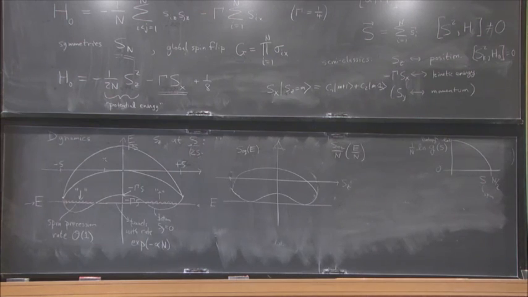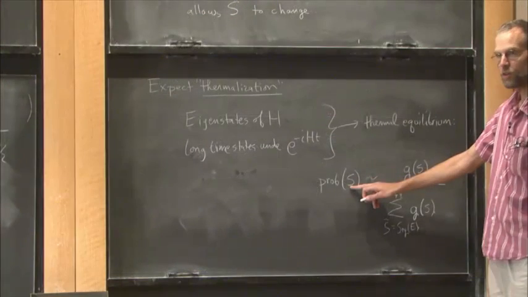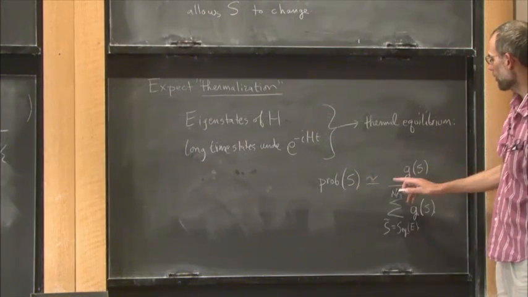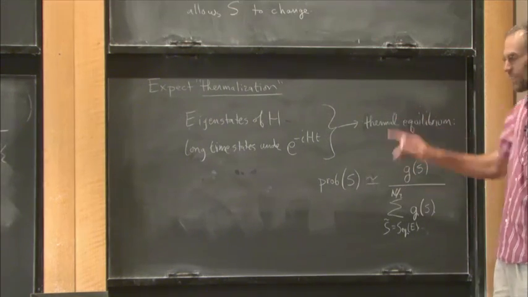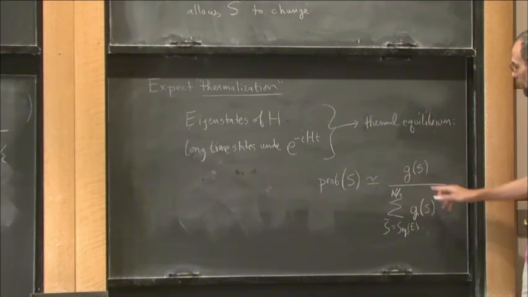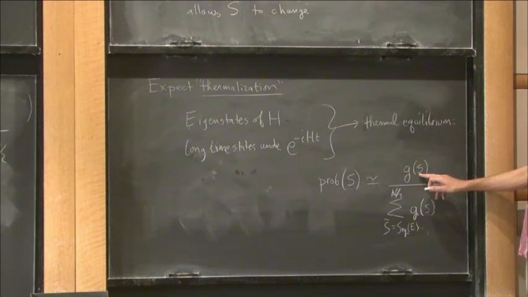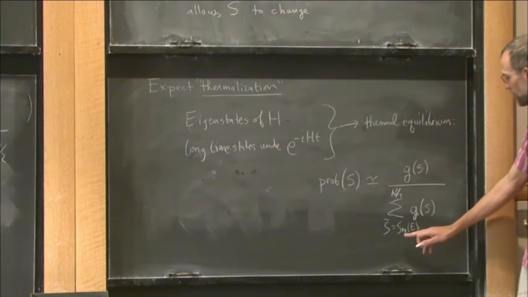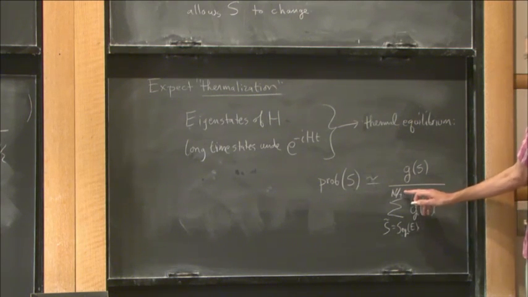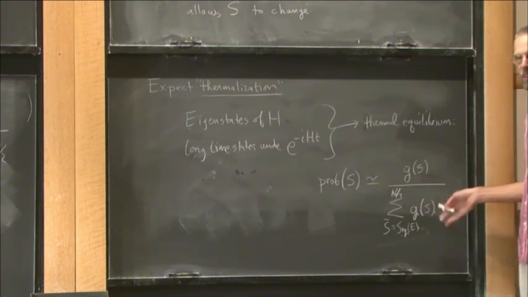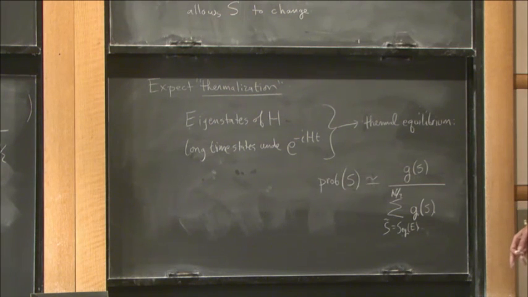So here, the probability of having total spin S is proportional to the degeneracy of total spin S in H naught, normalized by the sum over all allowed values of total spin S, which run from the equilibrium value up to the maximum possible value. So this is just normalizing a probability distribution. Does that make sense now?